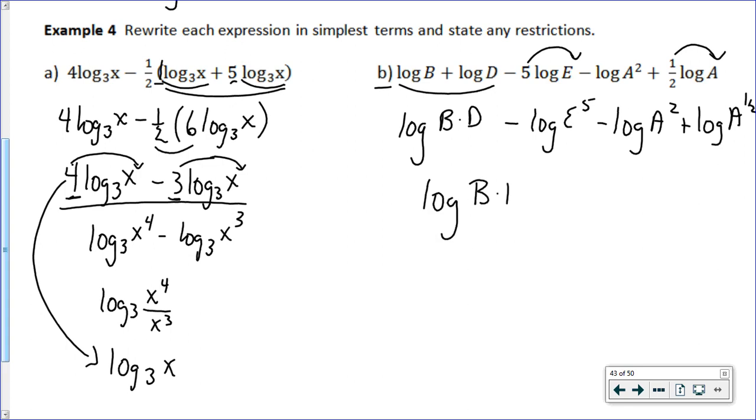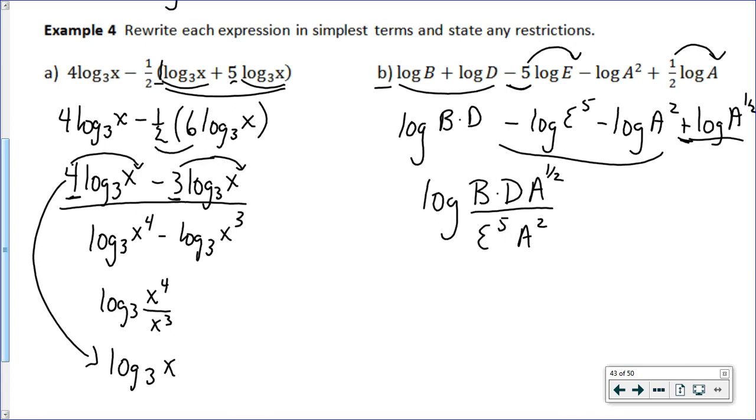b and d will be in the numerator along with a to the 1/2, because that's a positive logarithm there. And these two are going to end up in the denominator because they're negative. I can think of that telling me that this -5, the power on the e is really -5. So it's going to end up in the denominator, e to the 5th, and here a squared.